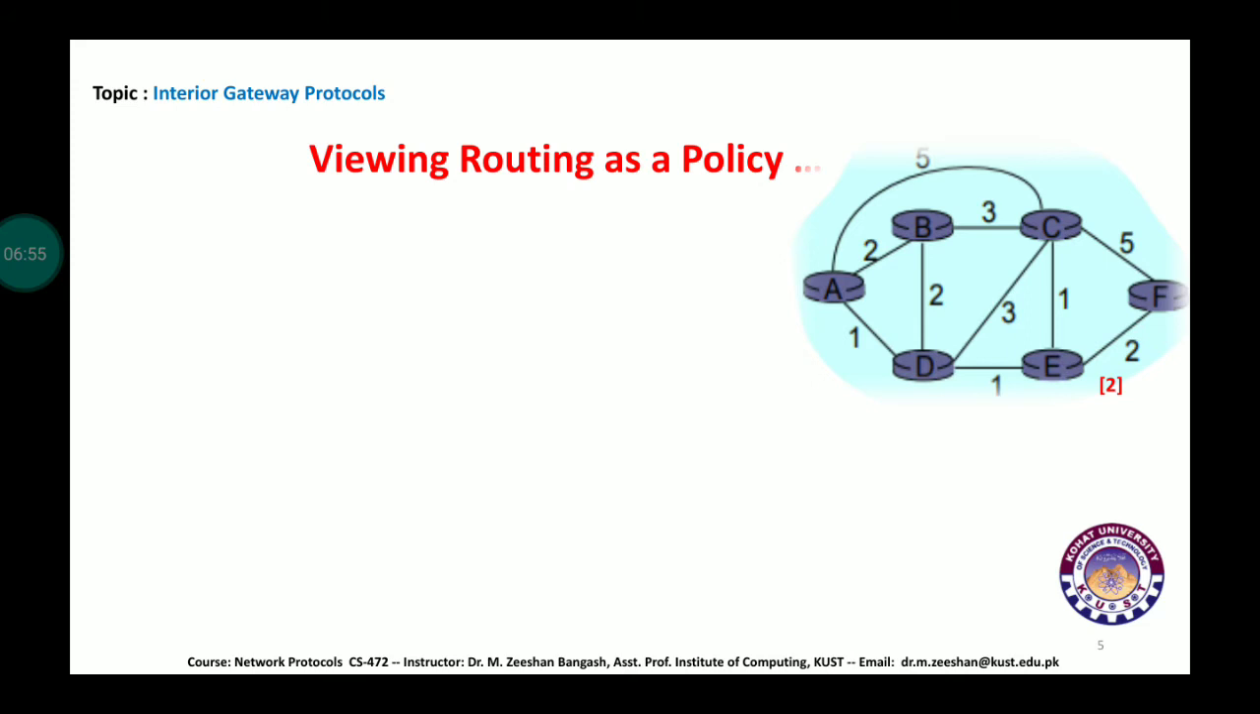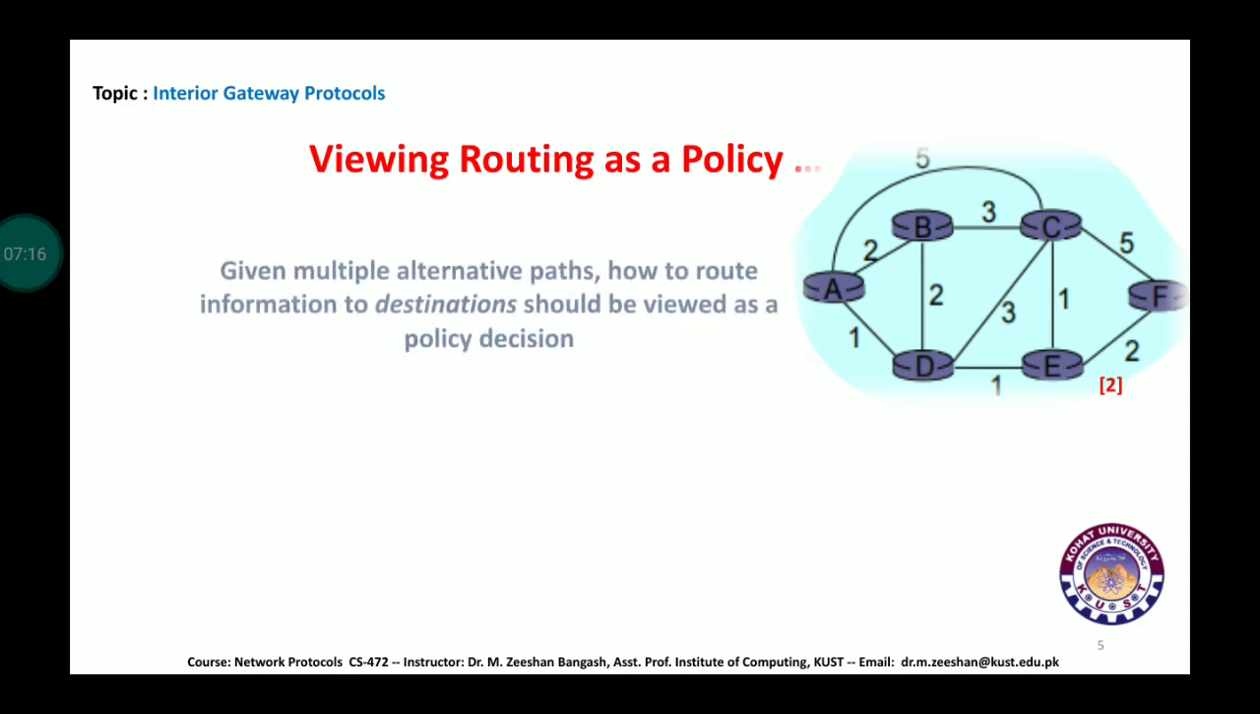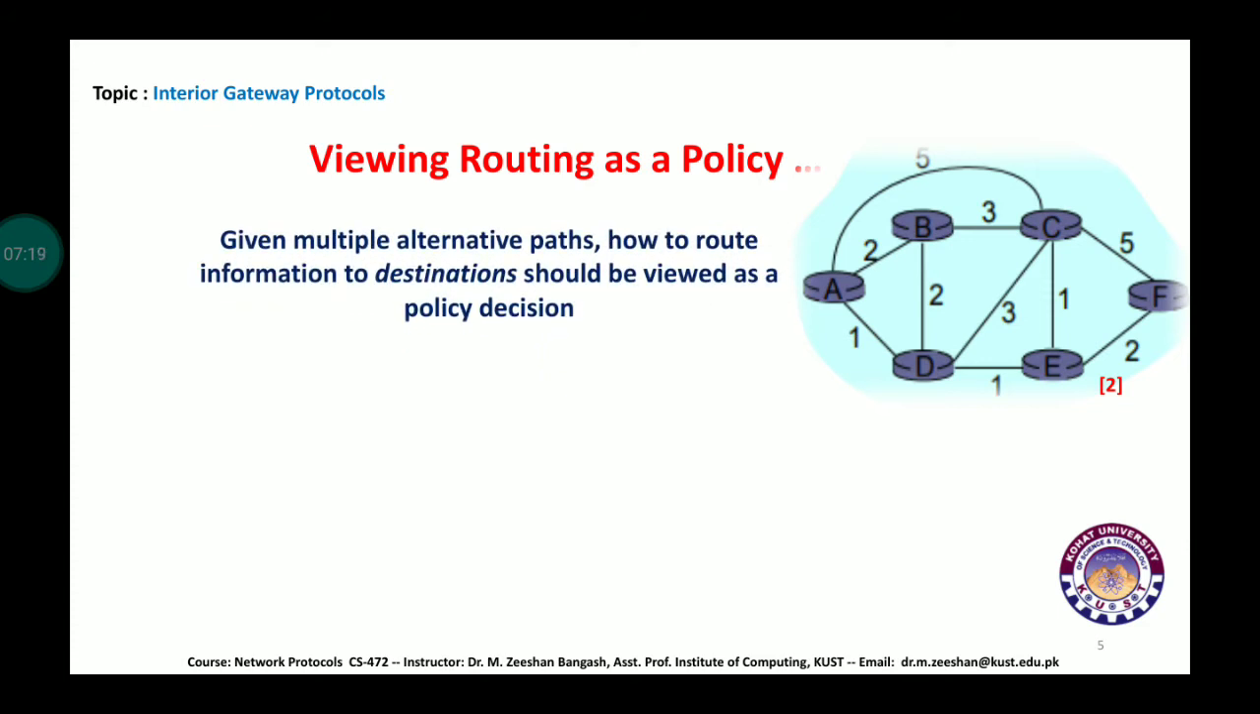Now let's again consider this diagram, in which the different nodes are connected to each other as a graph, and this graph is basically a weighted graph, and from every source towards the destination there are multiple paths. So about that policy matters, given the alternative paths, how to route the information to the destination is known as basically the policy decision.